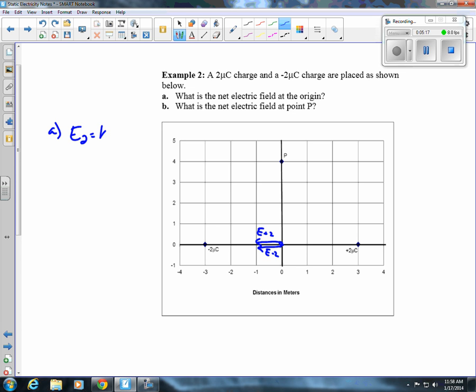So E2 is kq over r squared. 9 times 10 to the 9th times 2 times 10 to the minus 6th, over our distance between those, which is 3. So over 3 squared. And that's going to give me a value of 2,000 newtons per coulomb to the left.